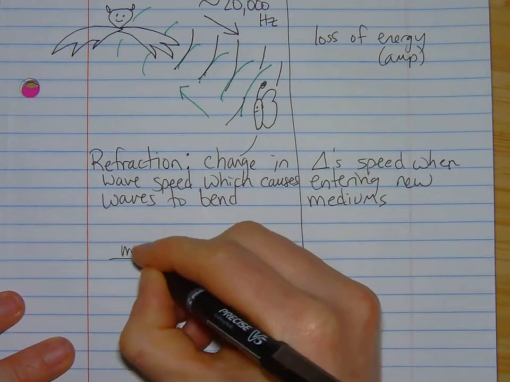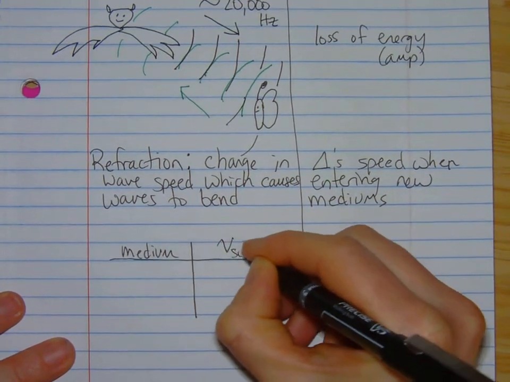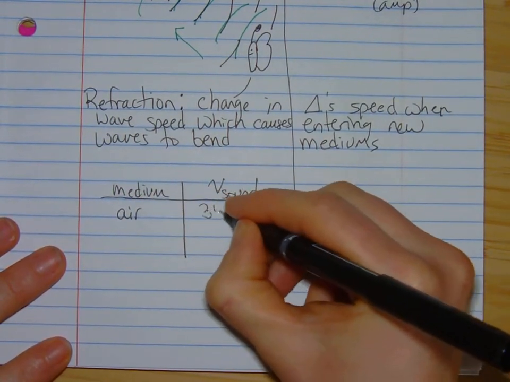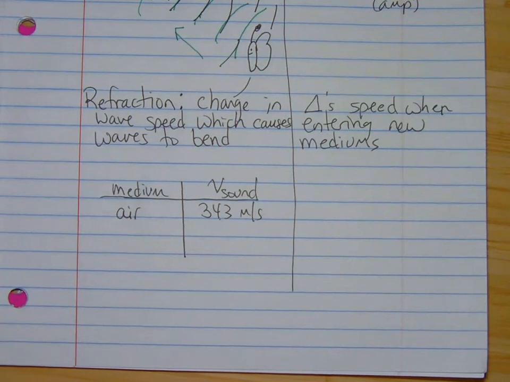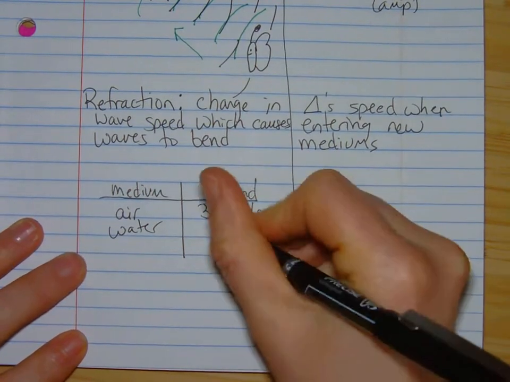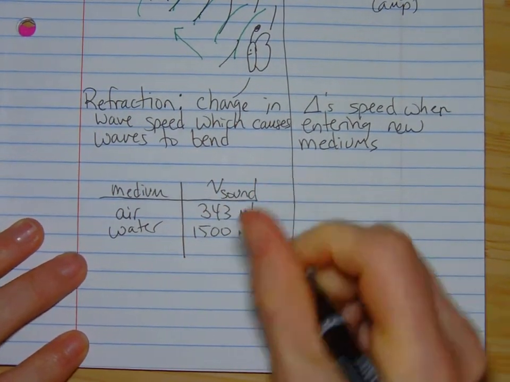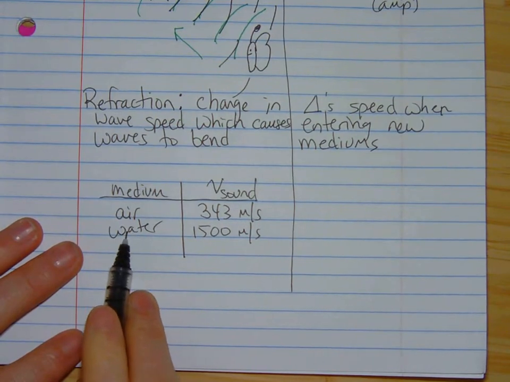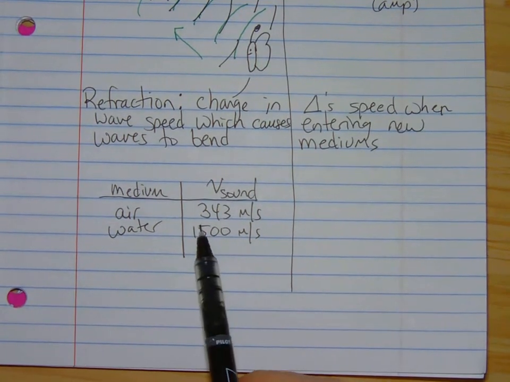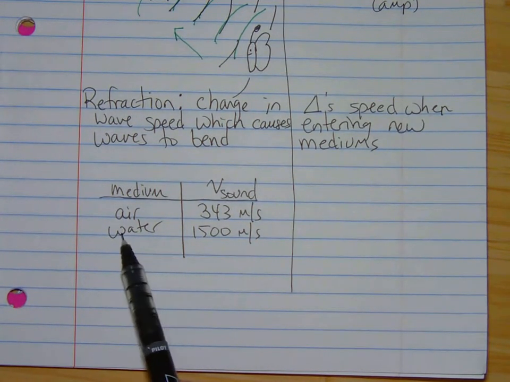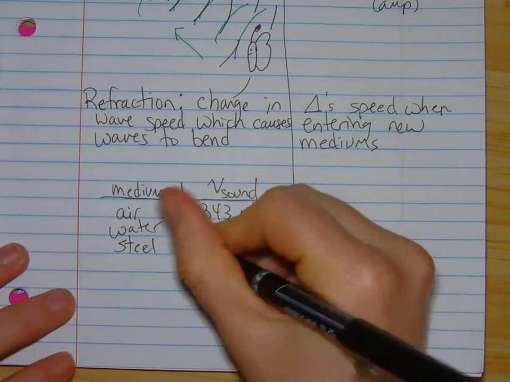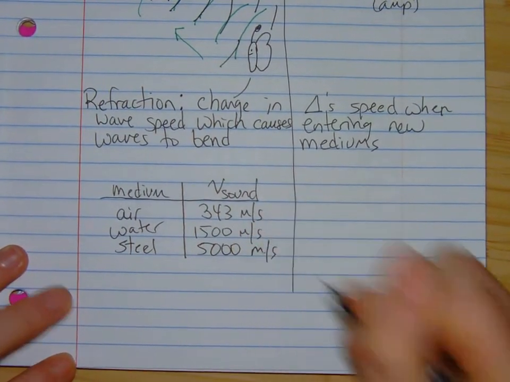Okay, so if we have medium in this column and the speed of sound in this column, let's say that the medium is air. We said that the sound travels about 343 meters per second in air, varies a little bit based on air temperature. Water, sound travels 1,500 meters per second. A liquid is more dense than a gas, so it makes sense. The molecules are closer together. Again, think domino lab. So therefore, the sound wave is going to propagate, move faster within water. Steel, more dense yet. Sound travels 5,000 meters per second in steel.